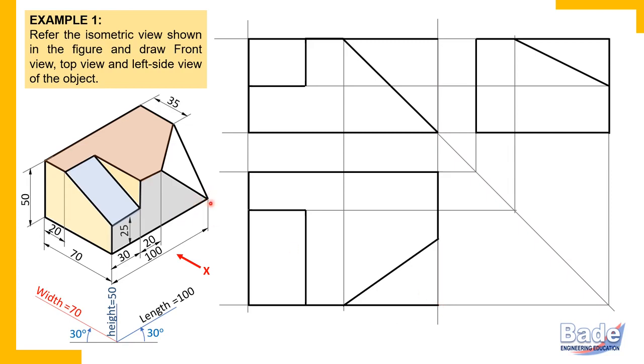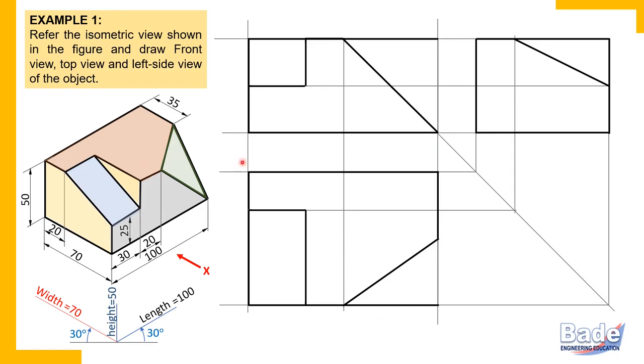So watch here again. In the isometric view, this corner, where is it in the top view? So this corner is on the right side and on the front side. So this is that corner. Now join these corners with ends of this inclined edge. So here, this is how. So this triangular surface has appeared in the top view.